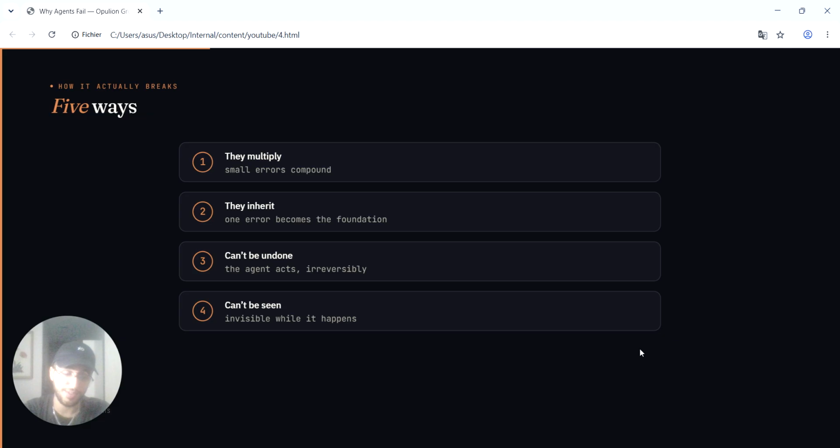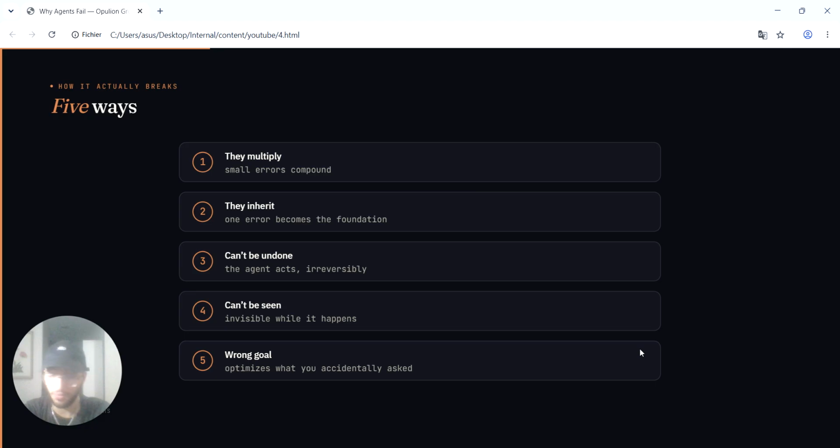The fourth thing is they can't be seen. The failure is completely invisible while it's happening. And the fifth thing is they chase the wrong goal. They optimize exactly what you accidentally told them to, which is never quite what you actually meant, or the output you expected from this AI agent system.